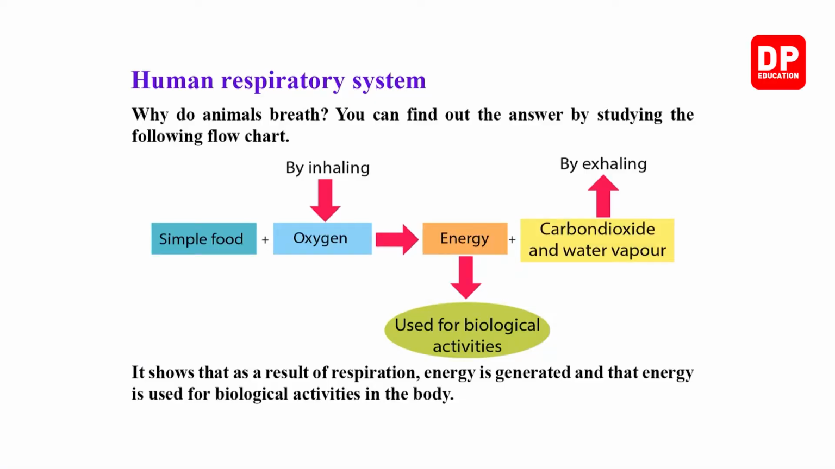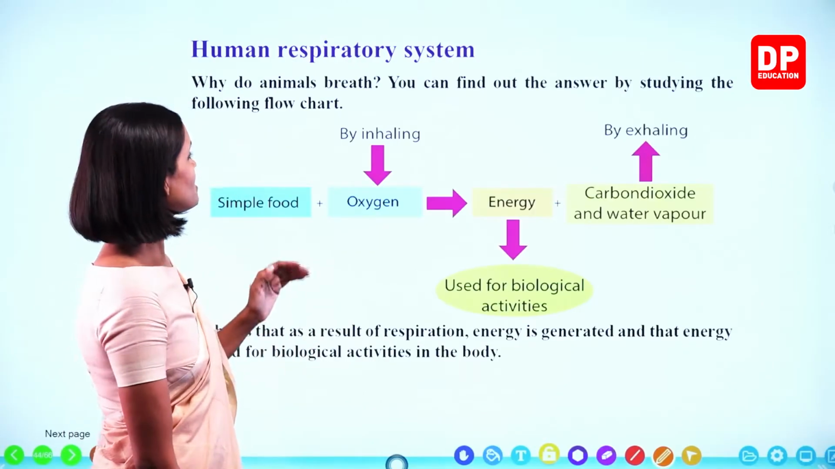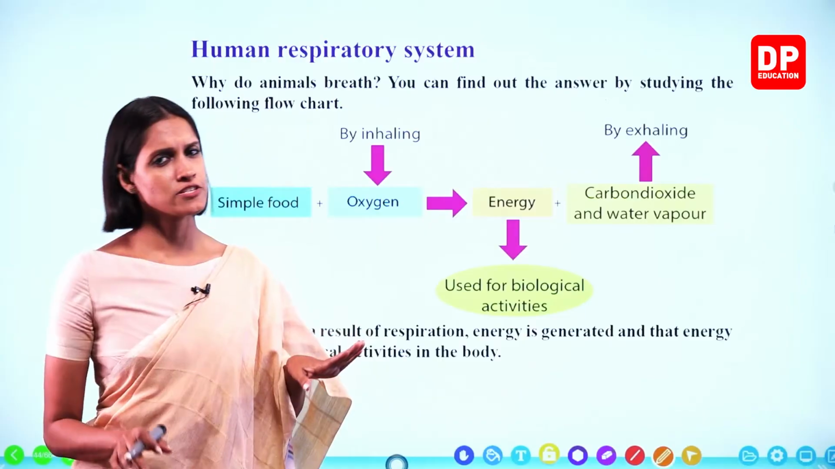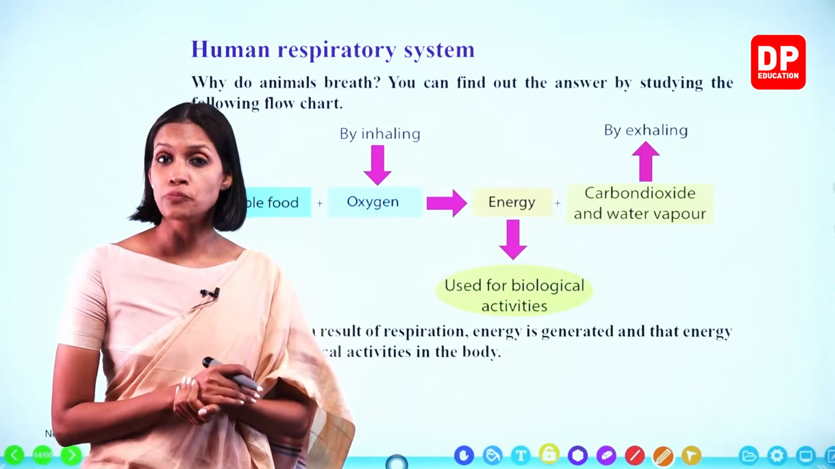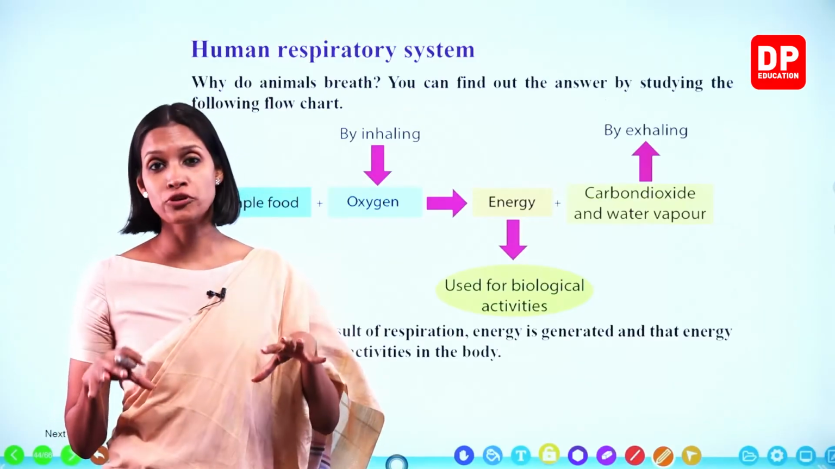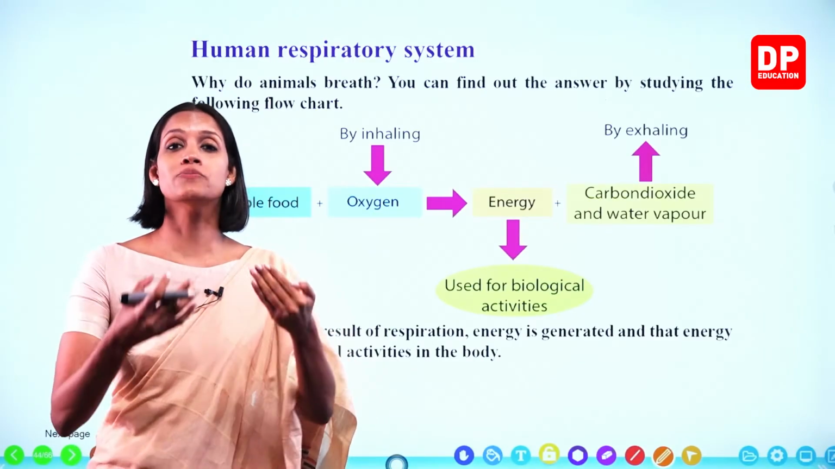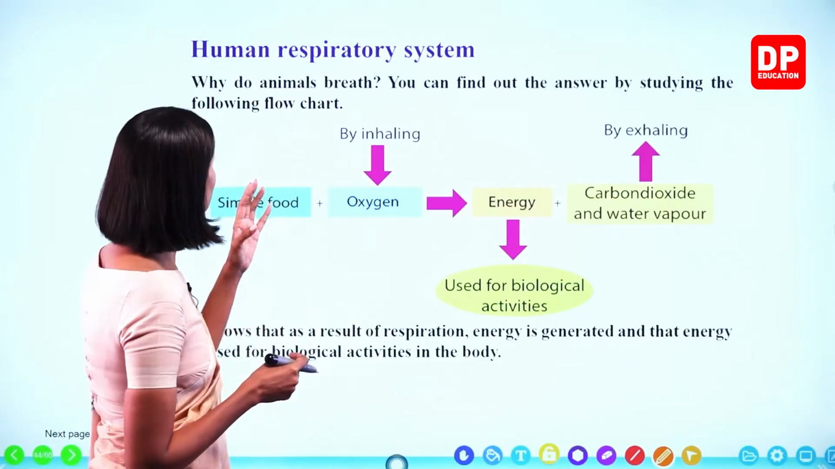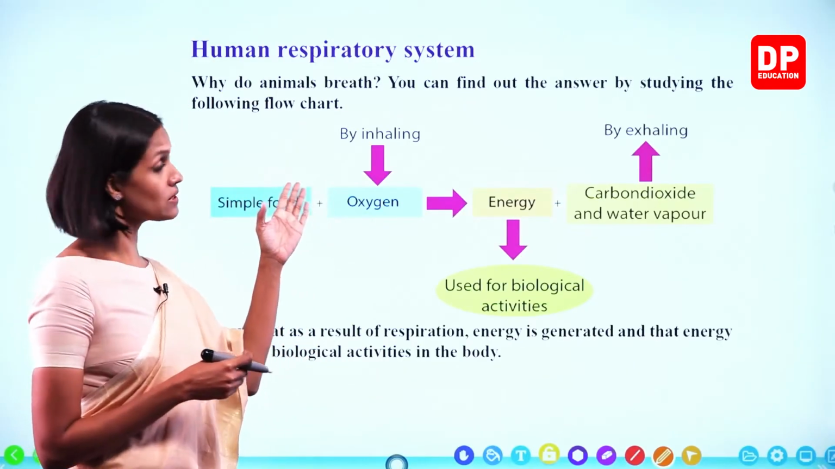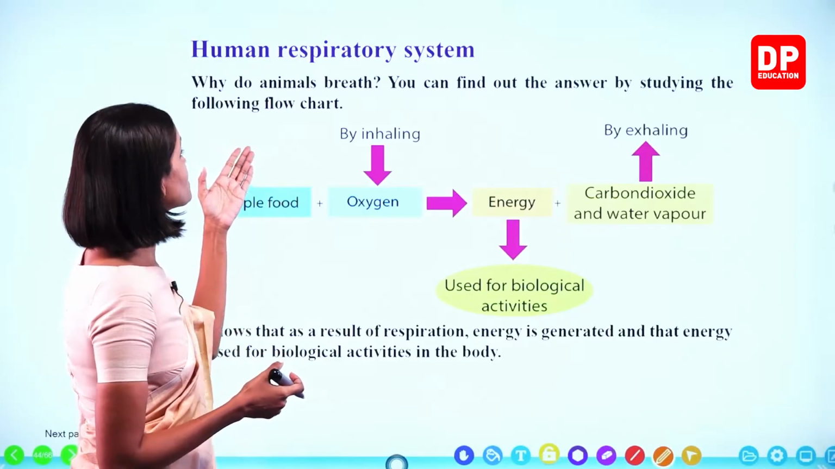Okay, children. Now we are going to study the human respiratory system. Right, children? So far we learned about the digestive system. Now we know that the digestive system is very important to break down the food items and to absorb all the nutrients present in food. Right? So why do we need the respiratory system? Let's learn. Why do animals breathe?